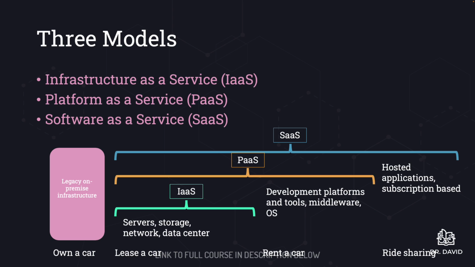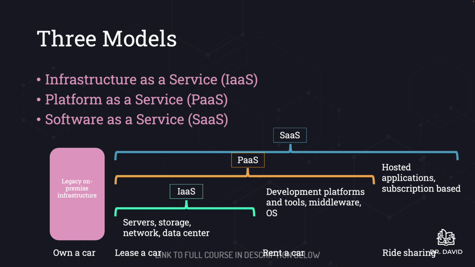So I want you to think about one of my very first jobs where I was working tech support for a printer company. That organization at the time was using legacy on-premise infrastructure. They owned all of the hardware, they had an IT team to maintain it 24/7, and that would be equivalent to owning a car. You buy a car, you're responsible for maintaining it, purchasing the insurance, filling up with gas, doing any maintenance.